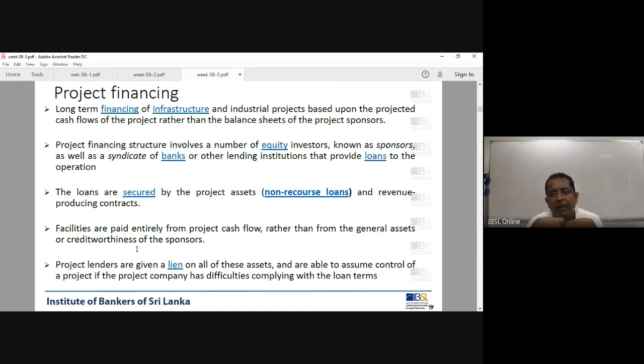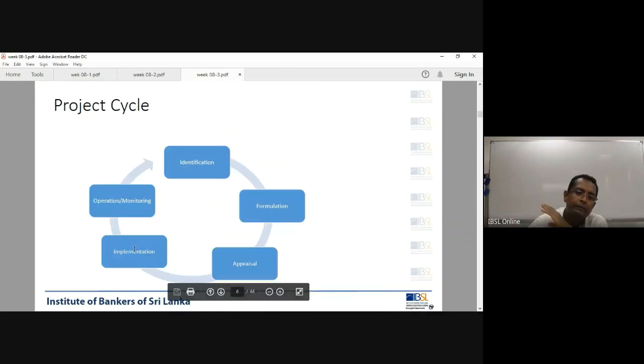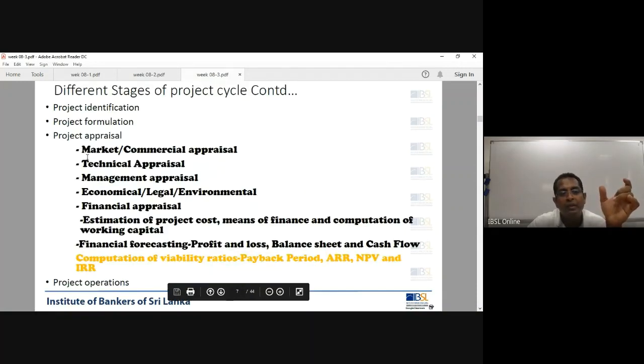Normally, whenever a smaller-scale project fails, we go behind the sponsors to collect the money. But in this scenario, we don't go behind the sponsors. We take over the project assets and give them to someone else to run the project. So it is without recourse. That means we are not going behind the sponsors, right? Then the project cycle: we have to identify a project, formulate, then appraise, implement, and operate and monitor. So this is the function.